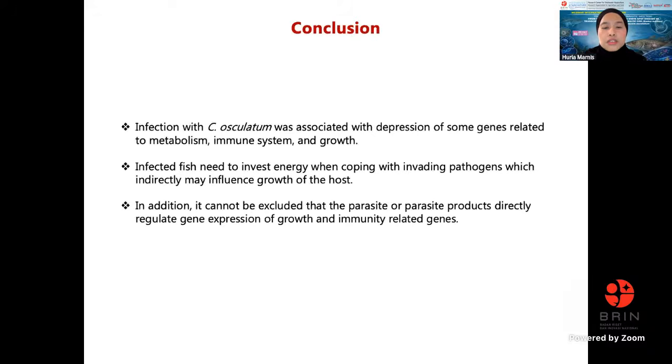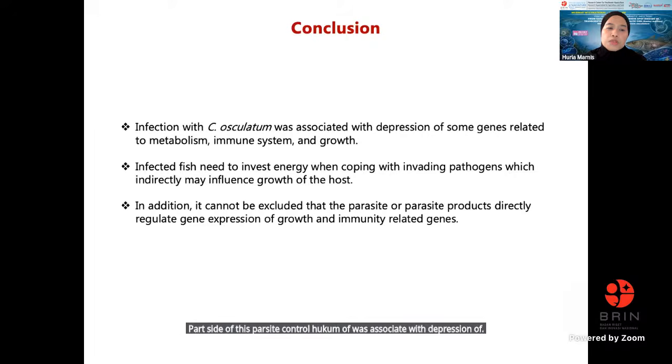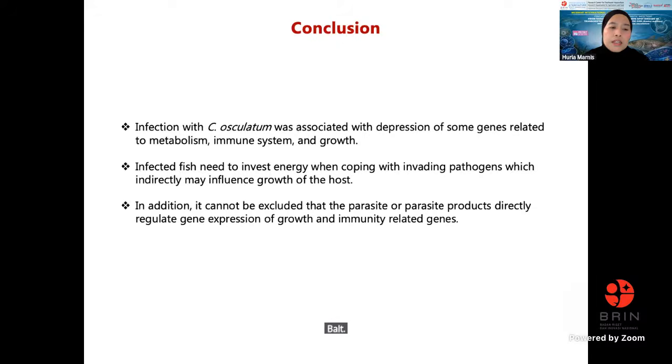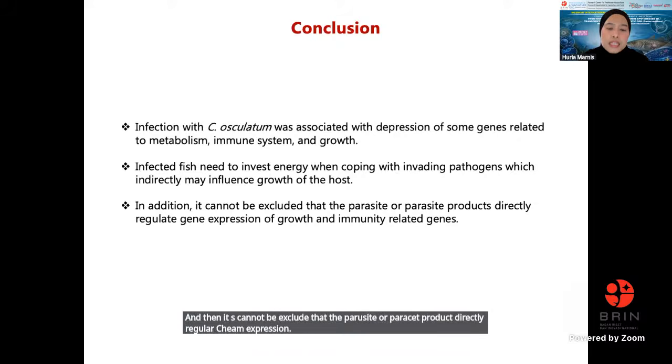And for the conclusion of the study, the infection with this parasite, Contracaecum osculatum, was associated with depression of some genes related to metabolism, immune system, and also growth. Infected fish need to invest energy when coping with the invading pathogens, which may indirectly influence the growth of the host. This host is Baltic cod, right? And it cannot be excluded that the parasite or parasite products directly regulate gene expression of the growth and immune-related genes.